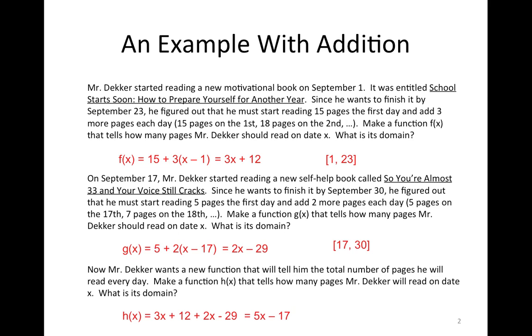The common pieces would just give me 5x minus 17. Now here's the tricky part. What's the domain? It is the overlap of these two things. What do they have in common? And that would be from the 17th to the 23rd. So that's the only main point here: just think of the two individual functions, combine them how you normally would, but then the domain is the overlap. We will stop right there.